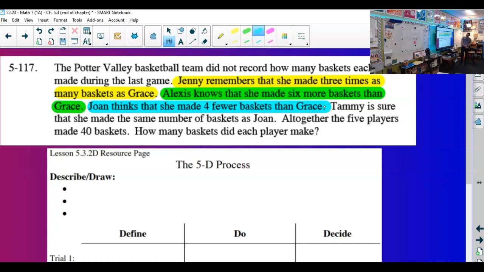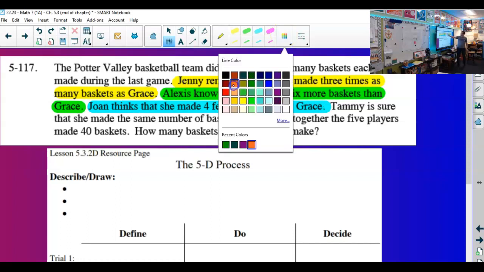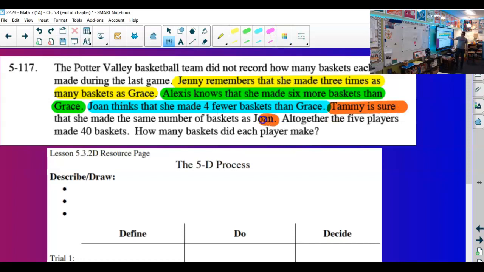Tammy is sure that she made the same number of baskets. Finally. How many people are we talking about here? 4. Wait, what about Jenny, Alexis, Joan, Tammy, and Grace? Guys, I only have 4 colors of highlighting up here, but they all talk about Grace, except for Tammy. We can't forget about Grace. There are 5 people here.